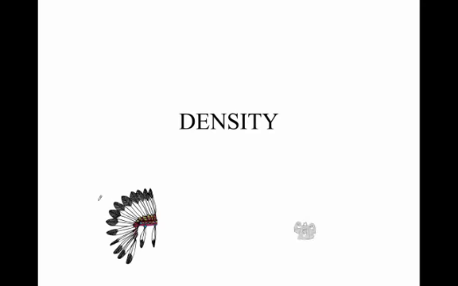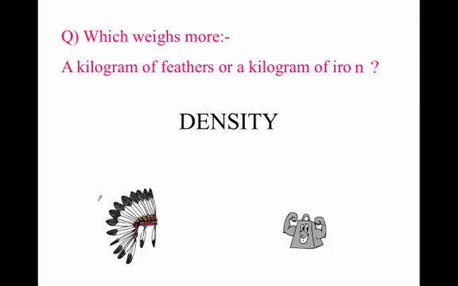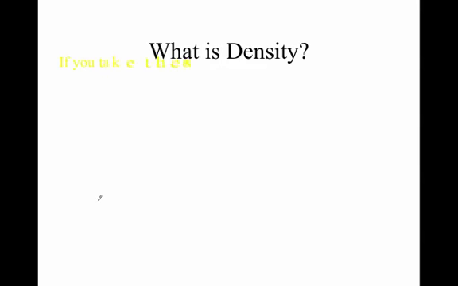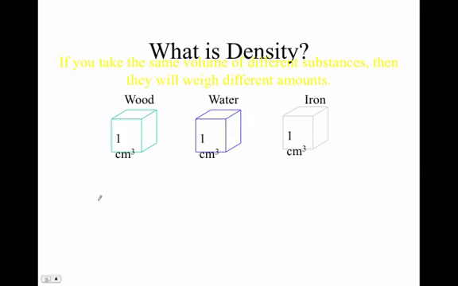There's an age-old question, almost a trick question. Which weighs more, a kilogram of feathers or a kilogram of gold? If you take the same volume of different substances, then they'll weigh different amounts. So there's 1 cube of wood, 1 cube of water, and 1 cube of iron. Which would weigh more when we put them on the scale? Which of these 3 substances?